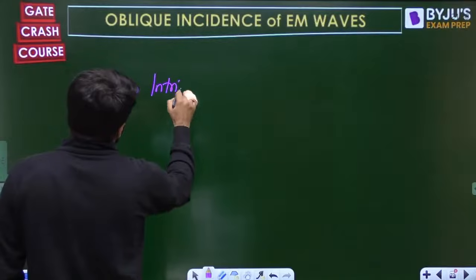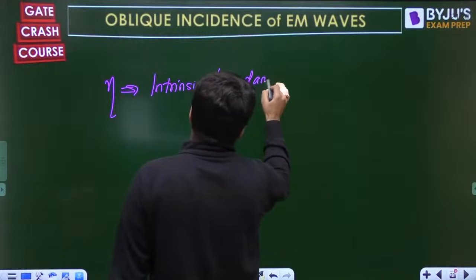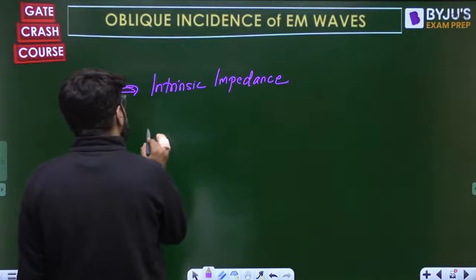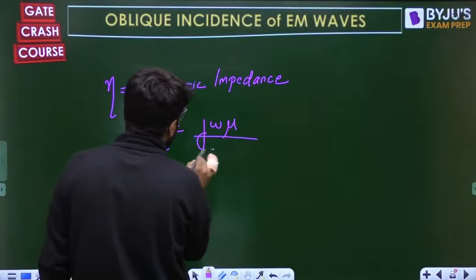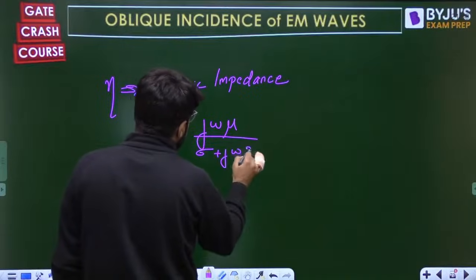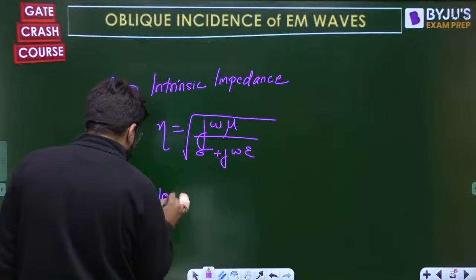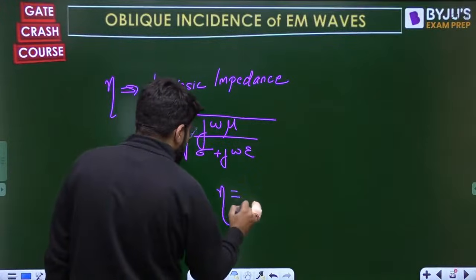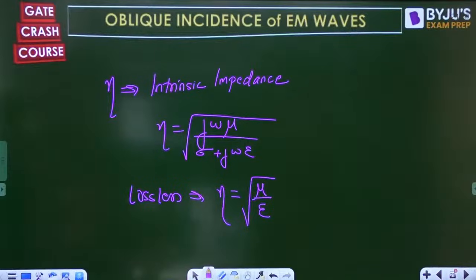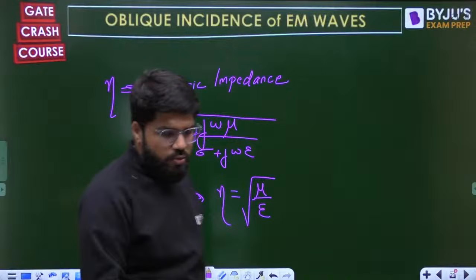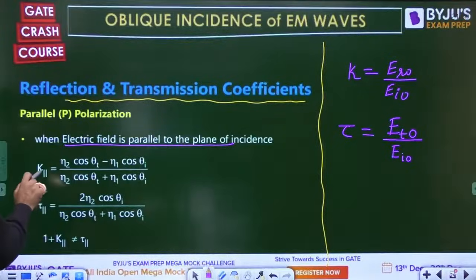Let us recall all the terms, whatever is required for revision. Eta is known as the intrinsic impedance of the medium, and that is given by the formula root over j omega mu divided by sigma plus j omega epsilon. And if it is a lossless medium, then eta is simply given by the formula root over mu by epsilon. Okay.